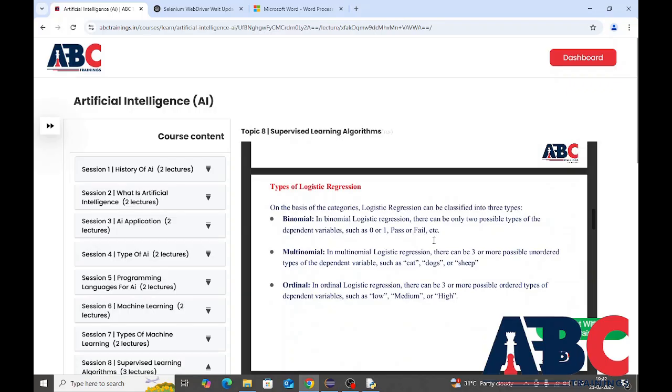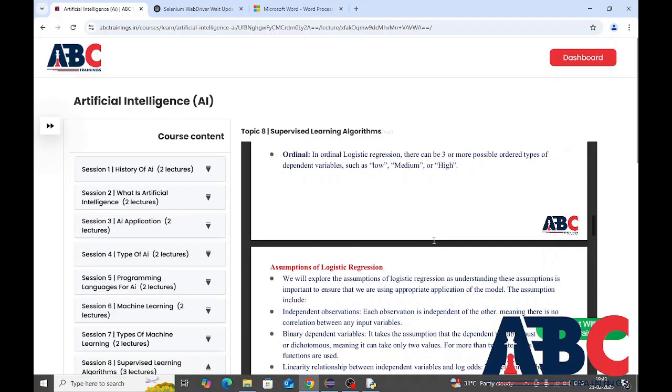Types of logistic regression. On the basis of the categories, logistic regression can be classified into three types. Binomial. In binomial logistic regression, there can be only two possible types of the dependent variables, such as 0 or 1, pass or fail, etc. Multinomial. In multinomial logistic regression, there can be three or more possible unordered types of the dependent variable, such as cat, dogs, or sheep. Ordinal. In ordinal logistic regression, there can be three or more possible ordered types of dependent variables, such as low, medium, or high.